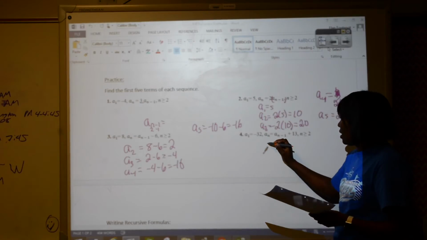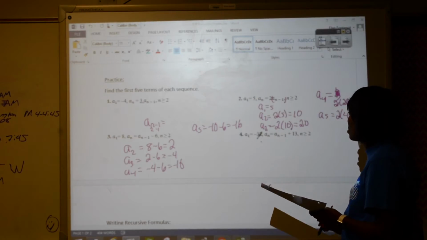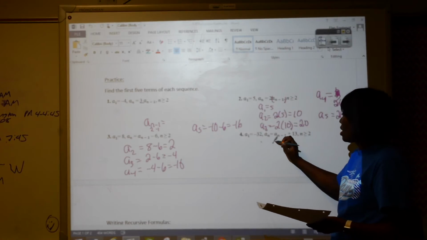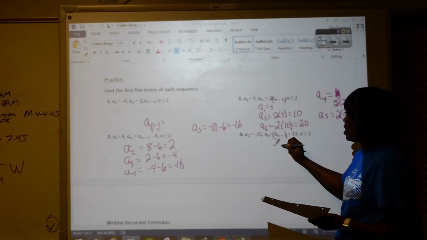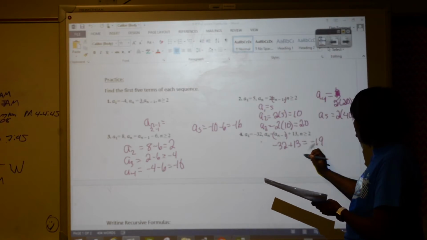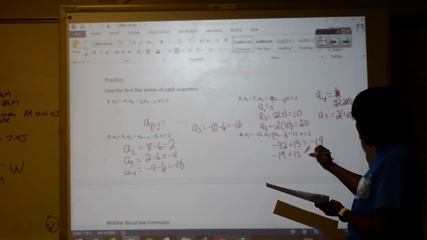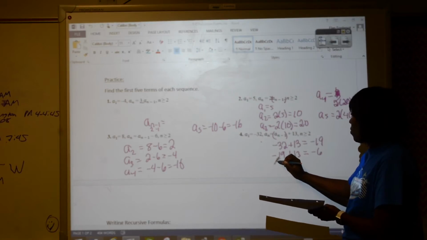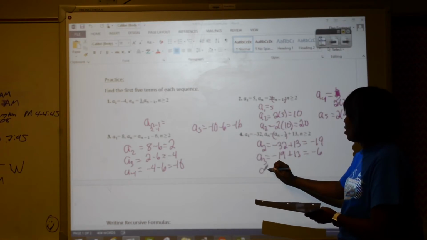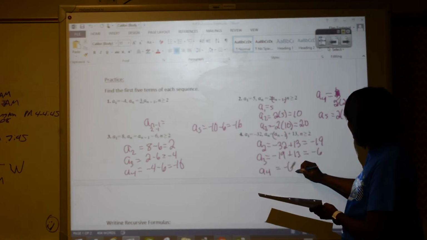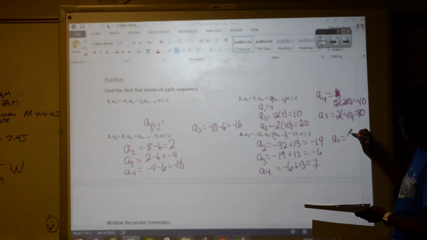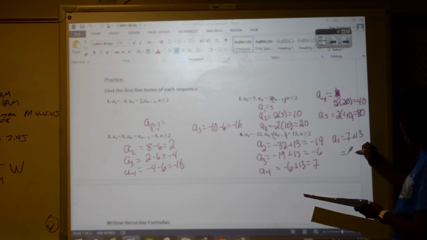Everybody got it? And the last one, our first term is a sub 1 equals negative 32. And we see to find the sequence, we're taking a sub n minus 1 and adding 13. So we take our previous term of negative 32, add 13, and that one is going to be negative 19. Take our previous term, add 13, we get negative 6. Our previous term, add 13, and we're getting 7. And the final one, 7 plus 13, and we get 20.